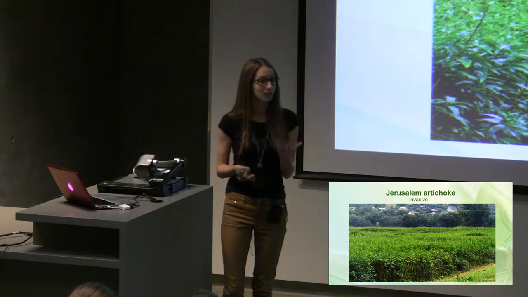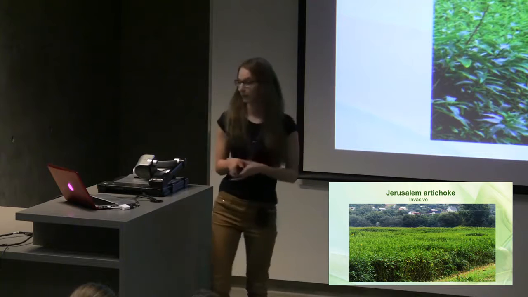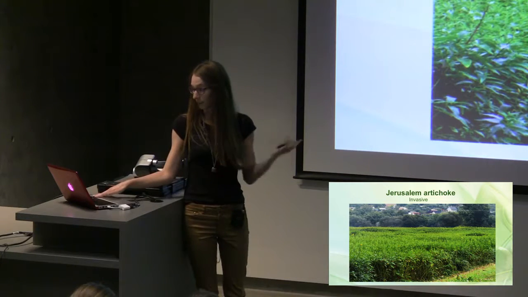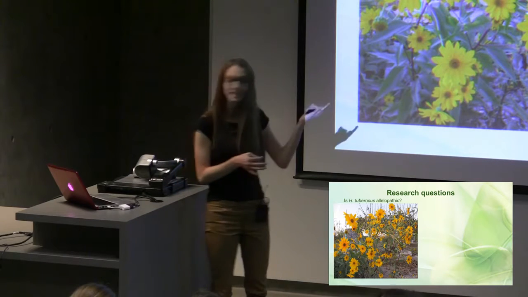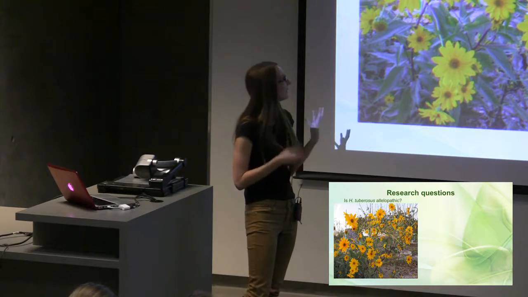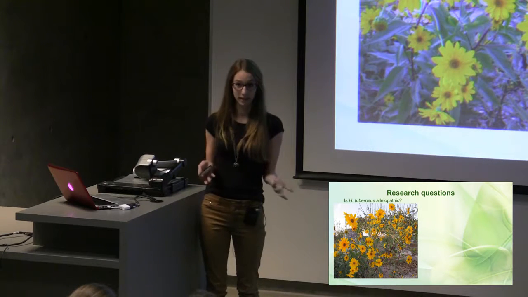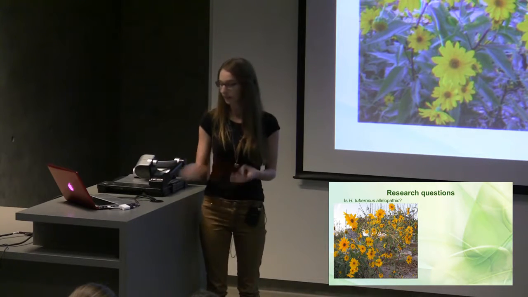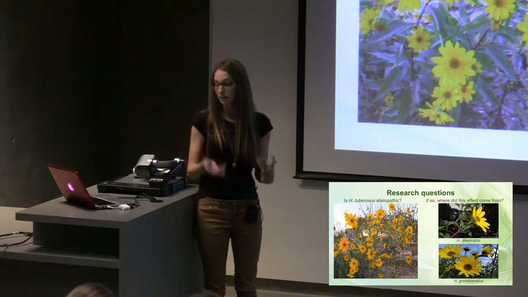It's been proposed that it's using allelopathy as one of its mechanisms of invasion. So we had a couple of questions that we wanted to answer about this particular species of sunflower. And the first is, is it allelopathic? So is it indeed allelopathy that's allowing Helianthus tuberosus to be so successful as an invasive species? If it is, we wanted to know where the allelopathic effect came from.